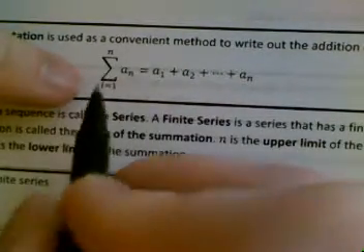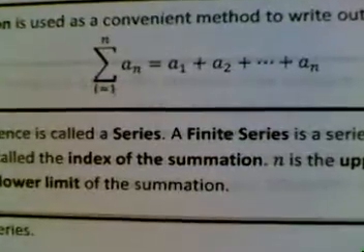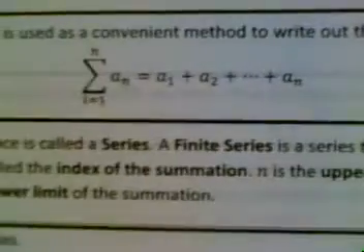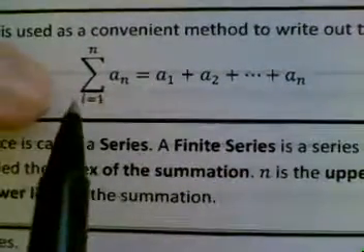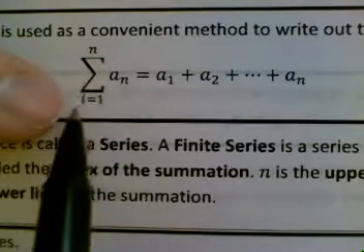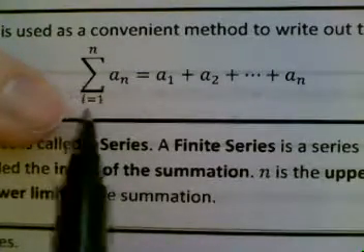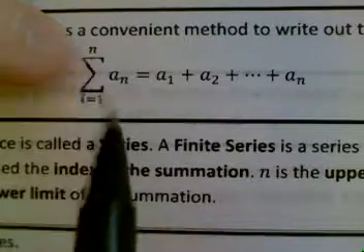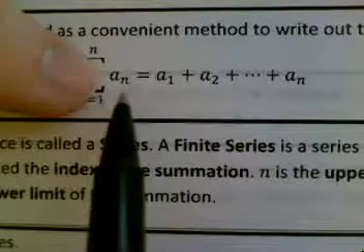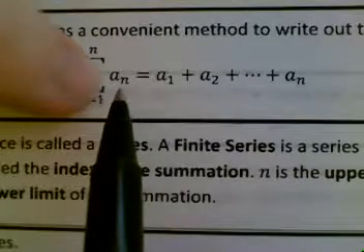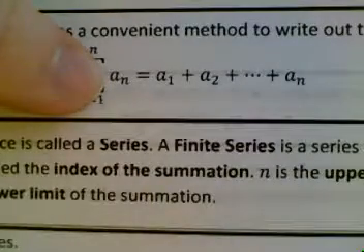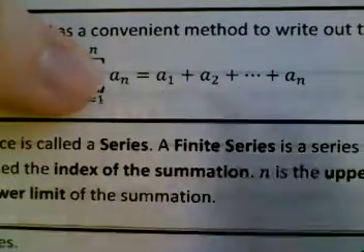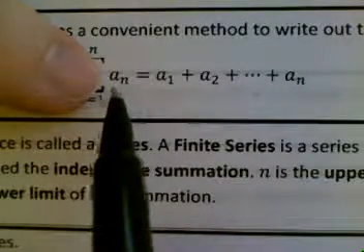Look at this notation. I'm going to go ahead and zoom in on it so you can see it a little bit better. This is the sum of i equals 1, starting at 1, going to n, of the sequence a sub n. Notice the sequence a sub n. It's very important that you understand that a sub n is a sequence. It's a list of terms.